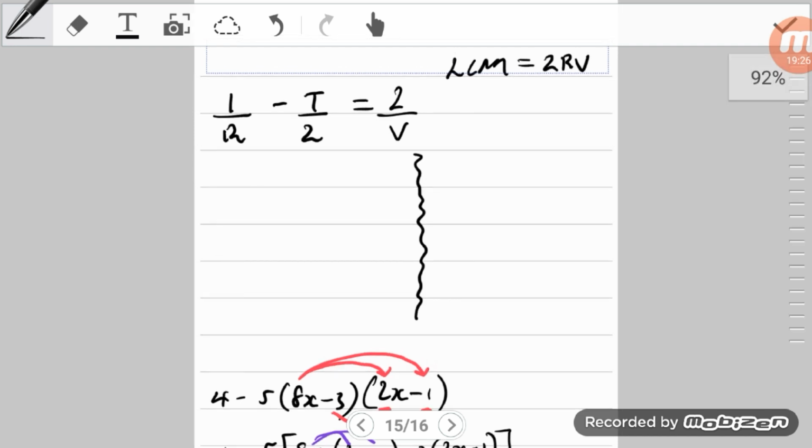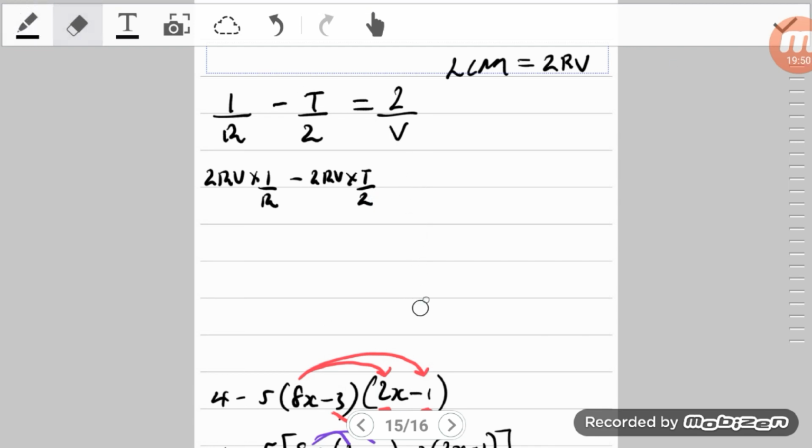So here, we would take the 2RV and we would then multiply it by 1 over R. We would again take the 2RV, just like we were taking the 6, to multiply every term. So we multiply the 2RV by T over 2. And we would then therefore go ahead now and multiply the 2RV by the 2 over V. Alright, this is supposed to be an equal sign.